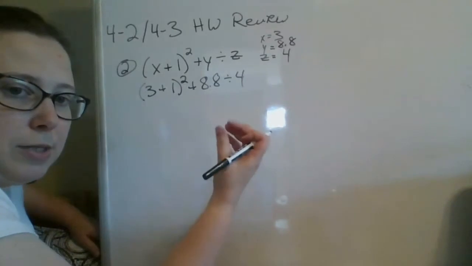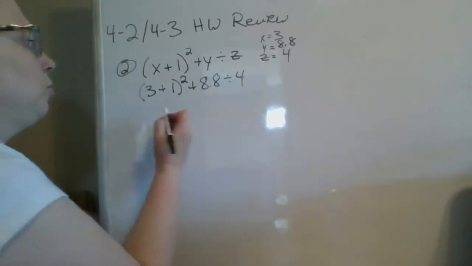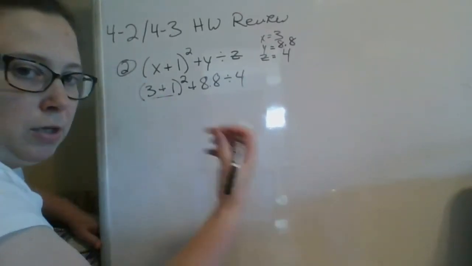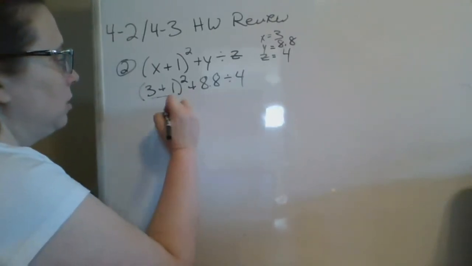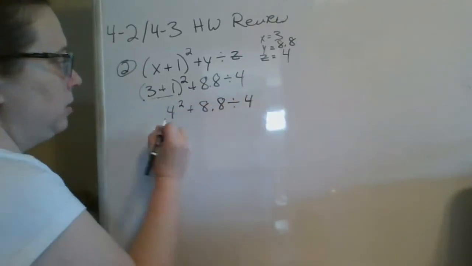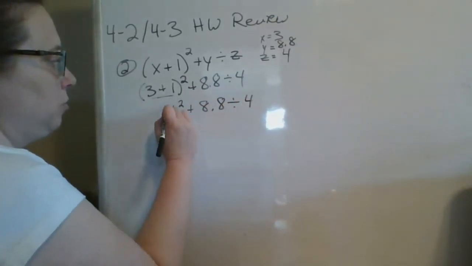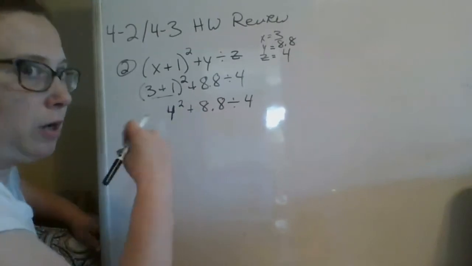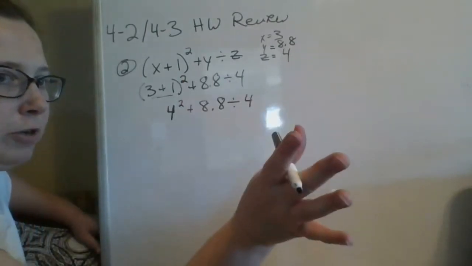Next thing we need to do is think about our order of operations. So order of operations tells us to do what's in the parentheses first. And then it says to do your exponents. So remember that 4 squared is not 4 times 2. That's the common pitfall there.